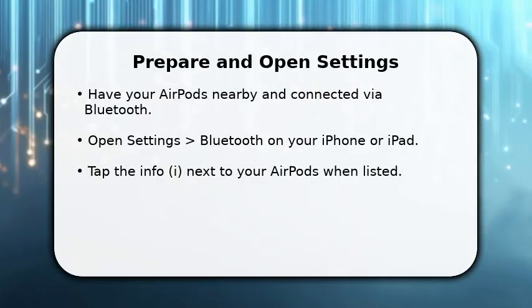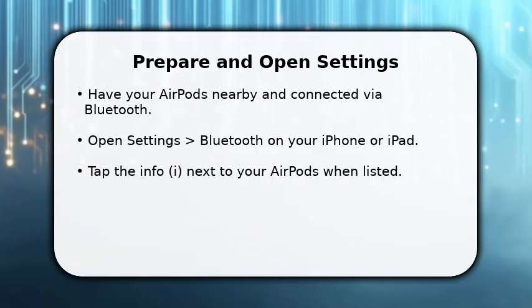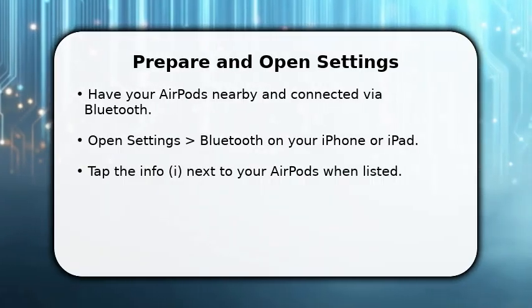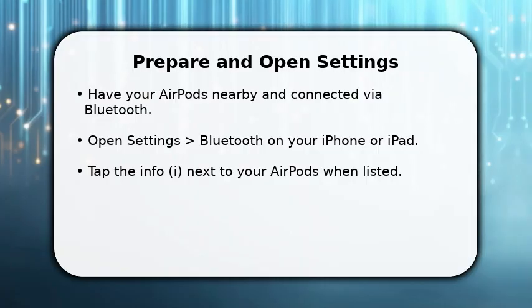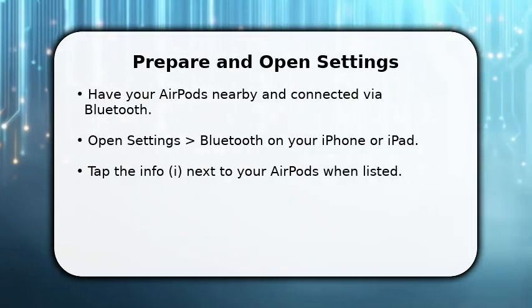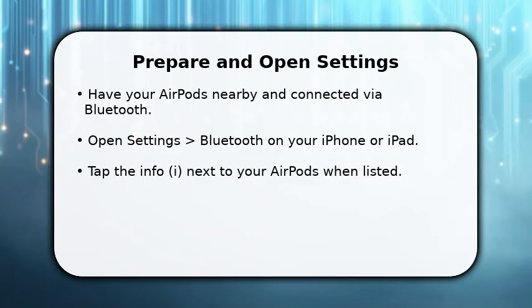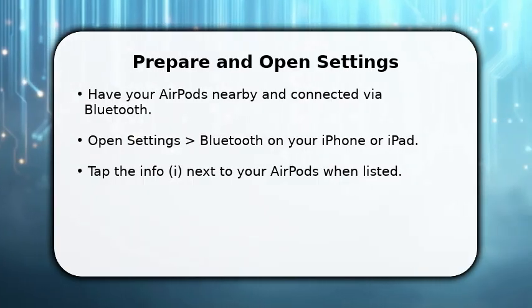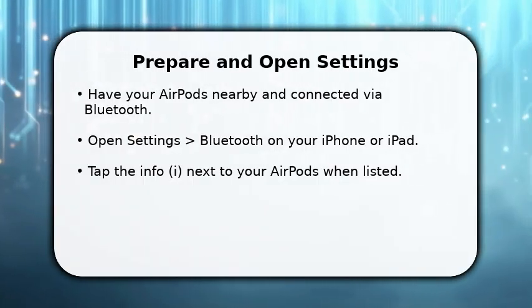You start by making sure your AirPods are on and paired. That prevents confusion. Once connected, open Settings and go to Bluetooth so you can access the device details. Tap the small info icon next to your AirPods name. This brings up the controls you need to modify.